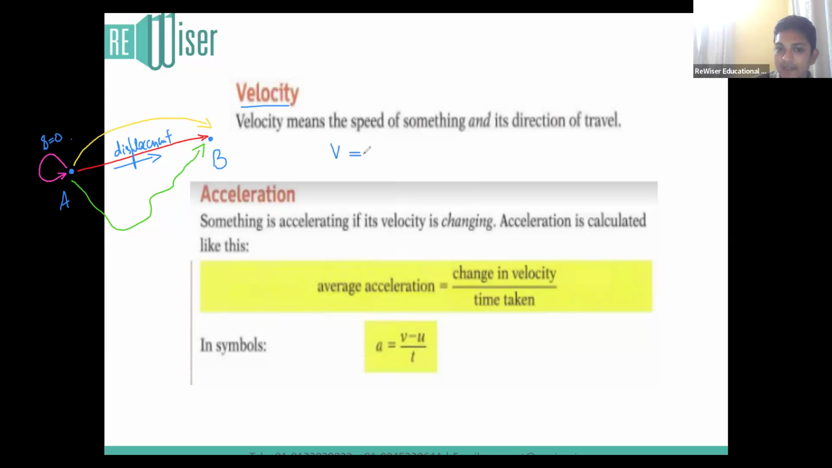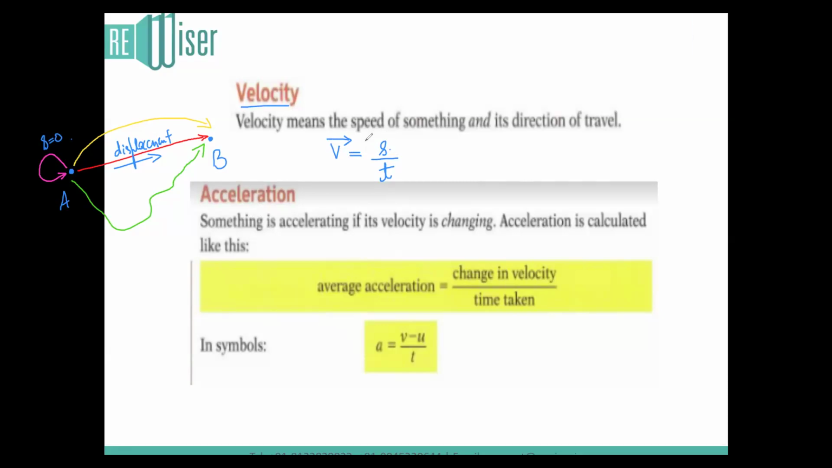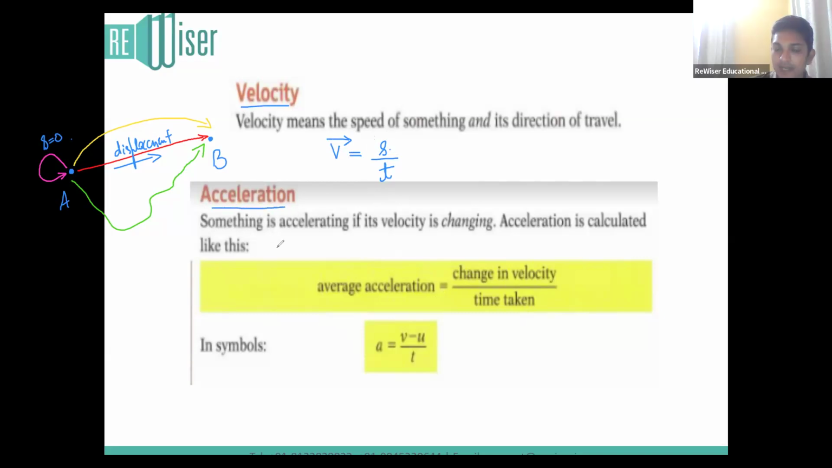Because its formula is velocity V equals displacement S by time t. So to denote the fact that velocity is a vector, I'll keep writing an arrow mark on top. Okay. Fine. Next, what is acceleration, and is it a scalar or a vector? Acceleration is a vector quantity. It is basically the rate of change in velocity.